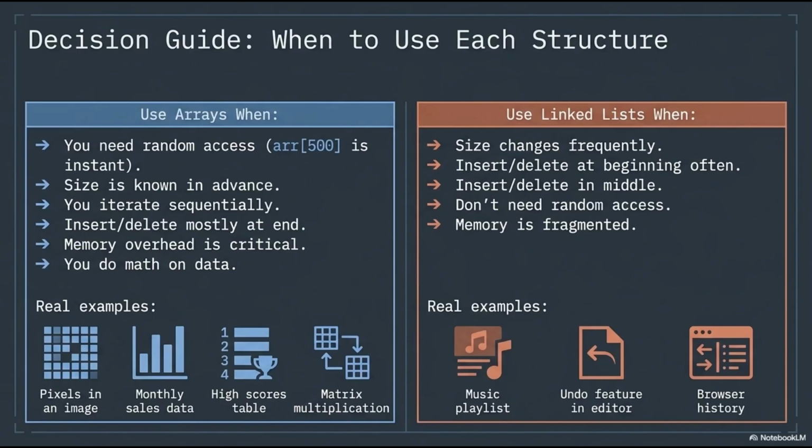Connecting these concepts to reality, we can map them directly to actual applications. Arrays are absolutely perfect for things of a known size that require heavy sequential math, like rendering thousands of pixels in an image on your screen, or maybe calculating averages on a fixed table of monthly sales data. Linked lists, however, really shine when things are dynamic and frequently shifting. Think of a music playlist where you're constantly queuing up new tracks next, or the undo feature in a text editor, where you're constantly stacking and unstacking your most recent typing actions.